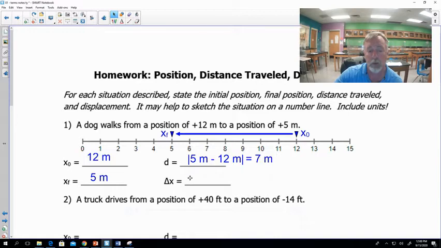Displacement, on the other hand, I'm not going to put the absolute value signs here. It does depend on the direction. We're going to do 5 meters minus 12 meters, and this time we're going to get -7 meters. So while distance will always be positive, displacement may be negative, it may be positive. Now that was a real simple one, right? We took one leg on our trip and our leg went to the left.